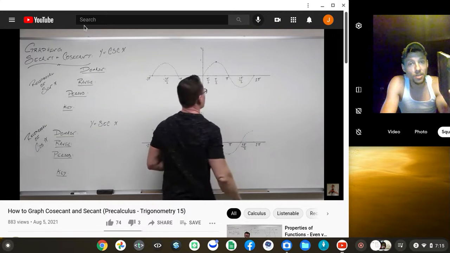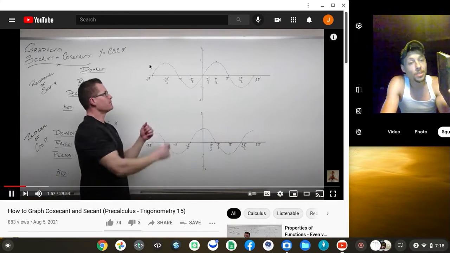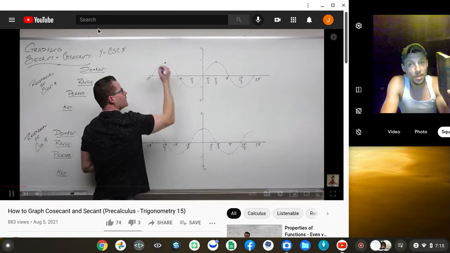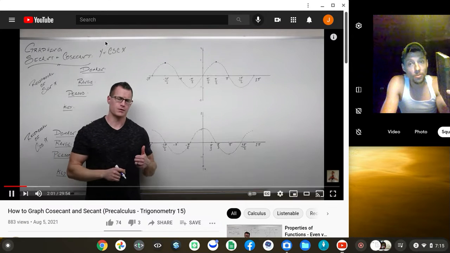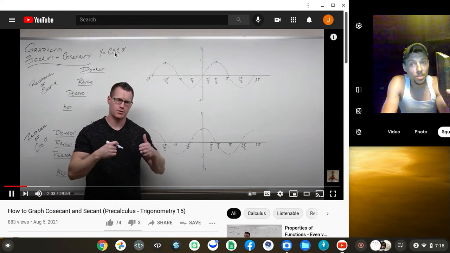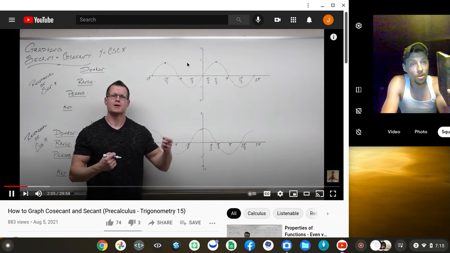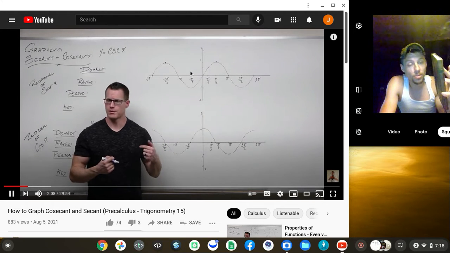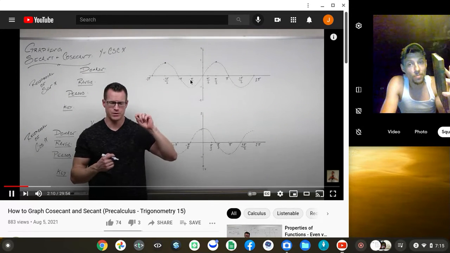But that doesn't necessarily mean the same thing is going to happen for all of them. Let's look at negative 3 pi over 2. Sine of negative 3 pi over 2 equals positive 1. So cosecant of negative 3 pi over 2 is also +1, the reciprocal of that.